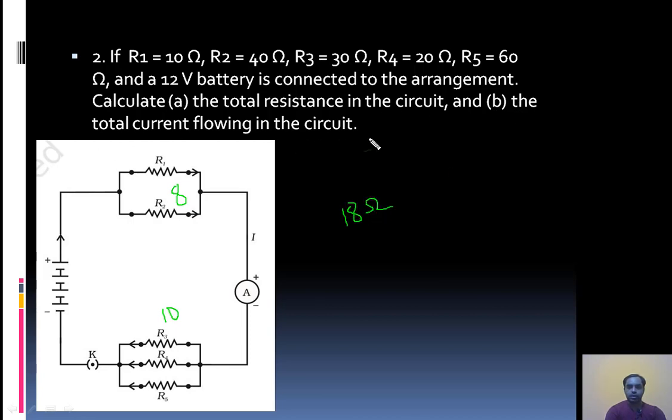Now B, the total current flowing through the circuit. What is the total current? So as you know from Ohm's law, V equal to IR, that is I equal to V divided by R. So what is the value of voltage here? 12 volt. 12 divided by equivalent resistance, that is 18 ohm. So 12 divided by 18, you solve this one.